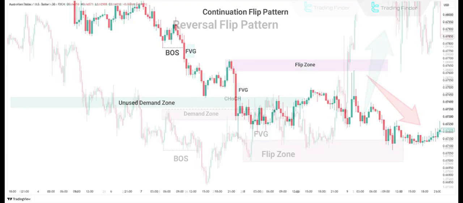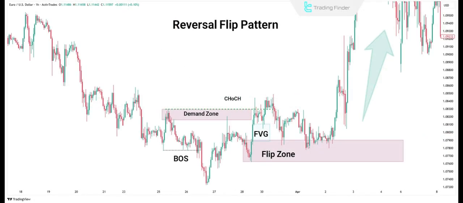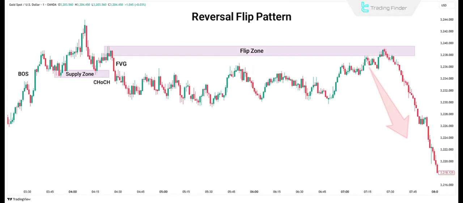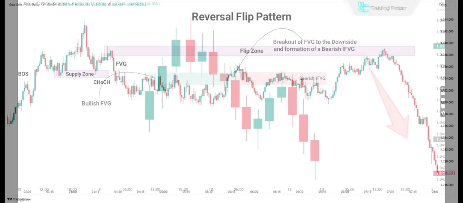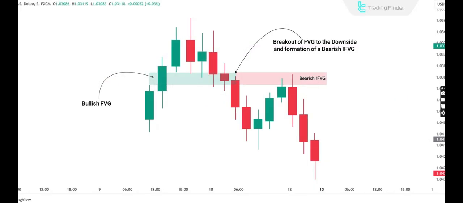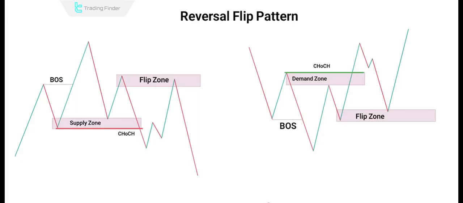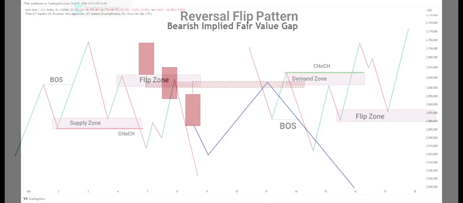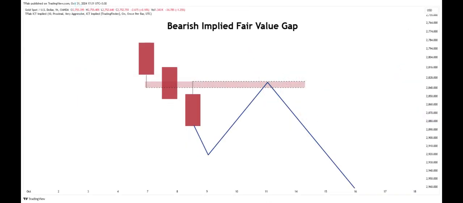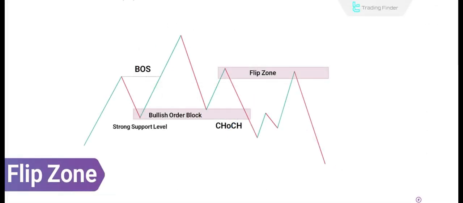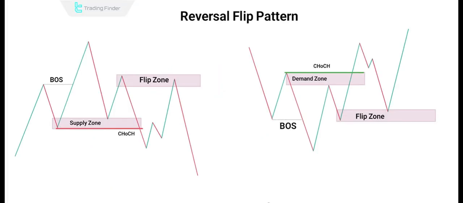Number 1. Identify the key zone in a higher time frame. Begin analysis on higher time frames, where supply and demand zones are more reliable and reflect institutional decisions. If the price enters a demand zone and breaks it, the future flip zone is considered a supply zone. If the price enters a supply zone and breaks it, the future flip zone is considered a demand zone.